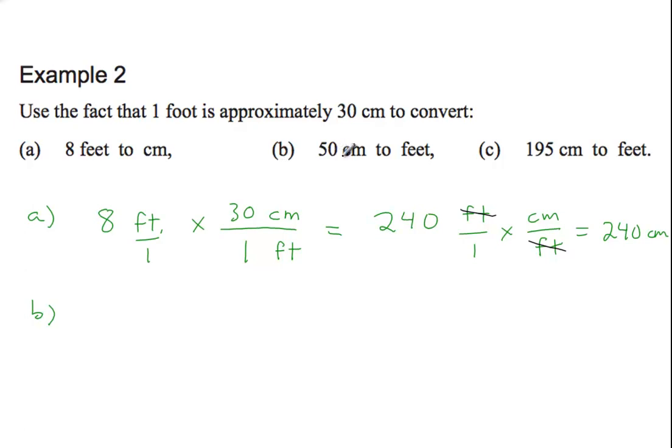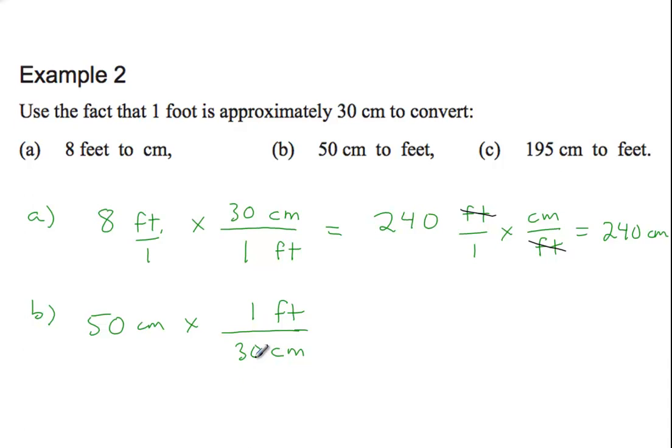So B, 50 centimeters to feet. Okay, so now we're going the other way. We have centimeters, and we want to multiply this by something to get feet. So we're looking for feet. We have centimeters. We want to cancel those units, so we'll put them on the bottom. Now we need our conversion. 30 centimeters in 1 foot. We can multiply 50 times 1 divided by 30.